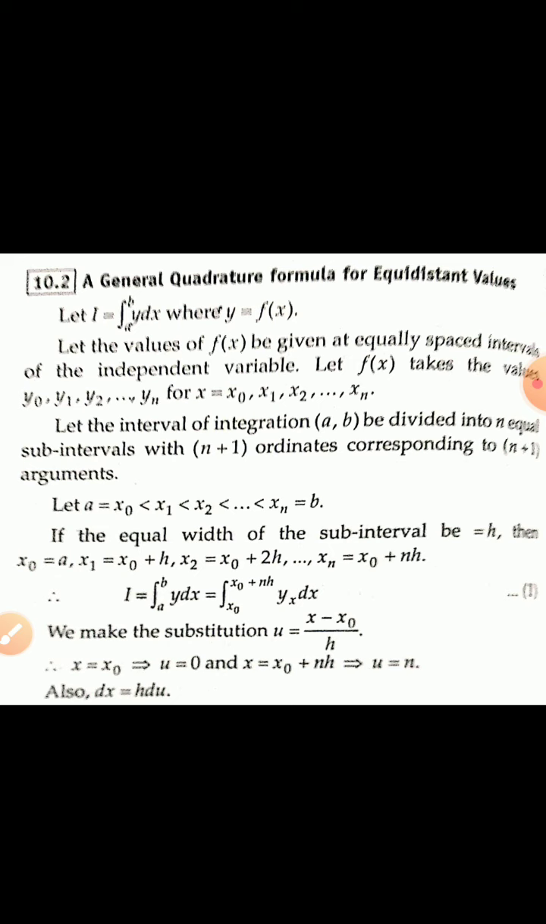Now we make the substitution u is equal to (x minus x0) by h. So if the lower limit of the integration is x0, so if we take x is equal to x0, then u equal to 0, and the upper limit is x0 plus nh. So if we take x is equal to x0 plus nh, u is equal to n. Now since u is equal to (x minus x0) by h, if we differentiate with respect to x, we will get du by dx is equal to 1 by h, as x0 is constant. So from here we will get dx is equal to h du.